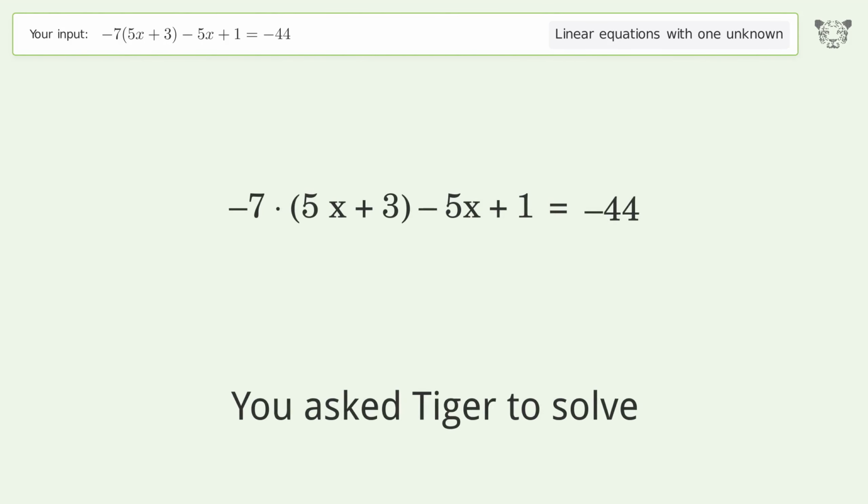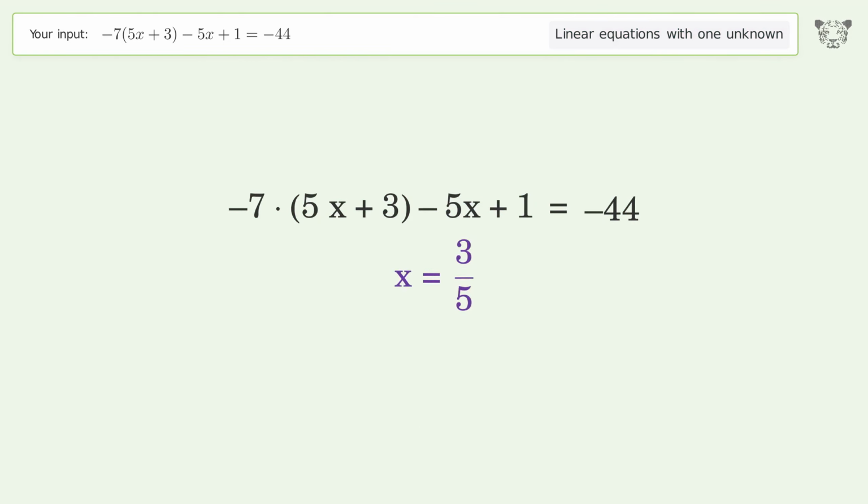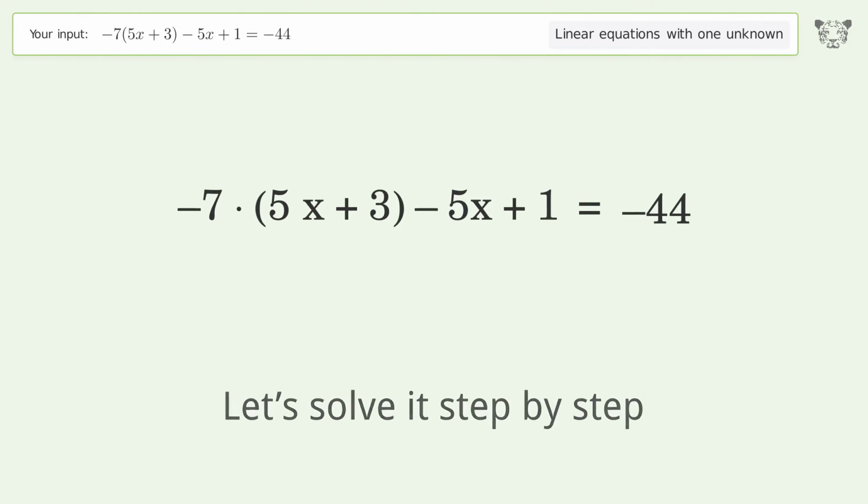You ask Tiger to solve this. This deals with linear equations with one unknown. The final result is x equals 3/5. Let's solve it step by step.